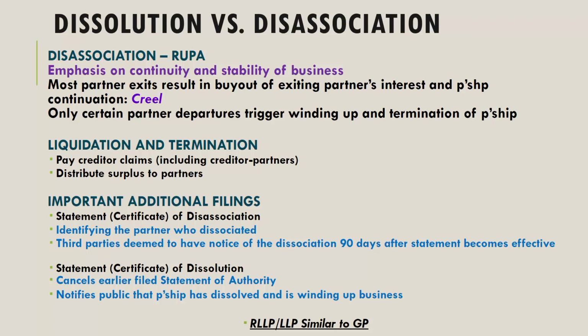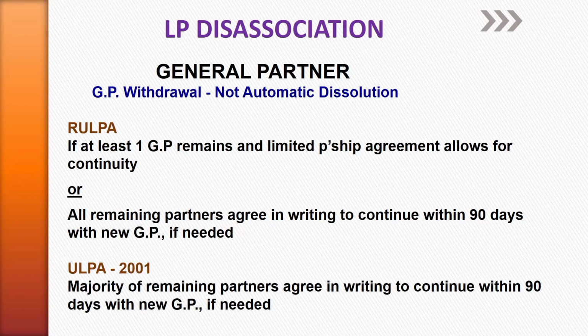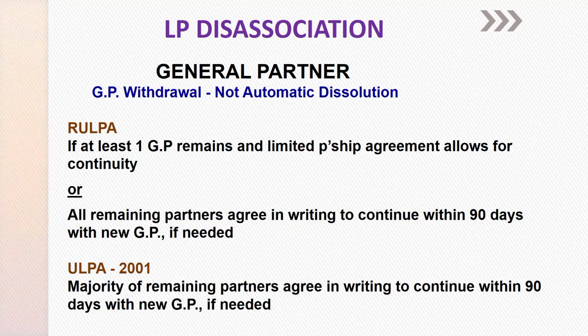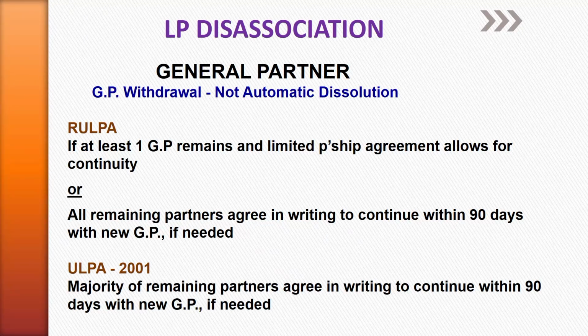And then the certificate of dissolution, you're basically canceling all the statements of authority and putting the world on notice that the business is dissolving and winding up. It's the same thing for the RLLP and the LLP as it is for the GP. So it's very similar in approach. It's not all that distinct. You might see a little bit of distinction between the LP disassociation and the general partnership disassociation.